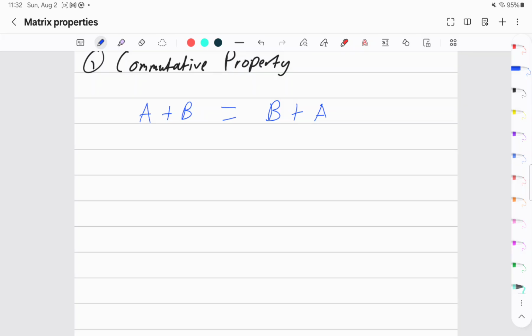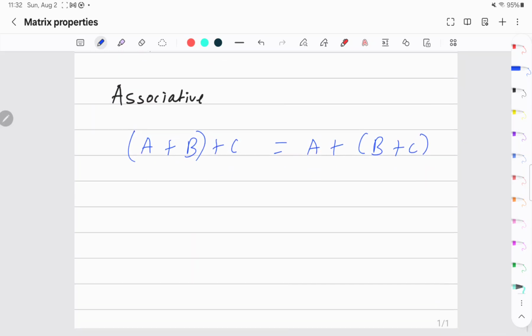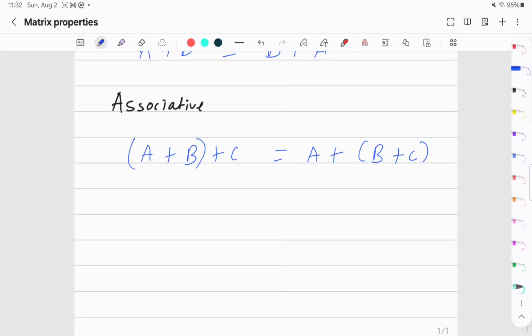The next one builds upon this one, but it's slightly different. It's called associative for addition. Associative is when you have more than one addition involved. So maybe you have three matrices that are being added, A plus B plus C. You can either do A plus B first and then add C, or you could do B plus C first and then add A. It's going to give you the same answer anyways. Just like if you have three numbers, you can add them in whatever way you want. But these things are only true when we are talking about addition.